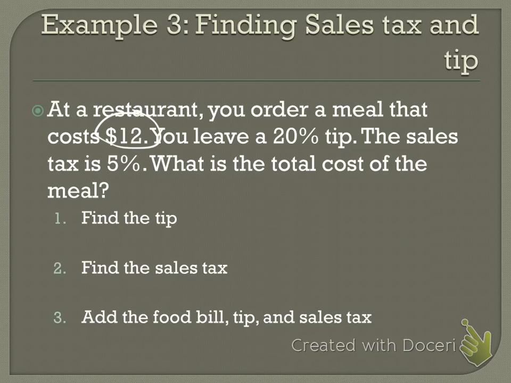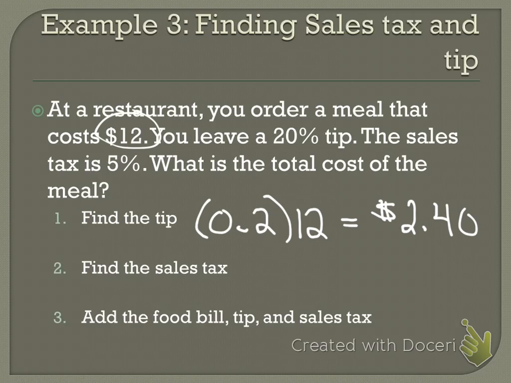Well, how would you find the tip? Change the percent to a decimal. 0.2 times what? Times your food bill. Times 12. You see that? So to find the tip, I know I tipped 20%. Change it to a decimal, multiply it by my food bill, and how much is my tip? How much is my tip, guys? $2.40. Very good, $2.40.